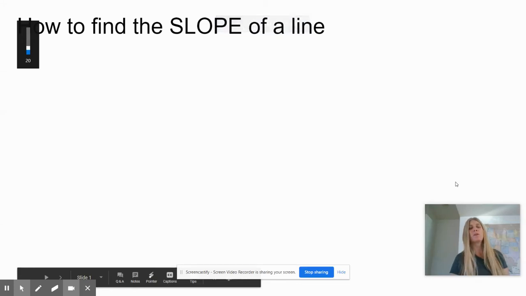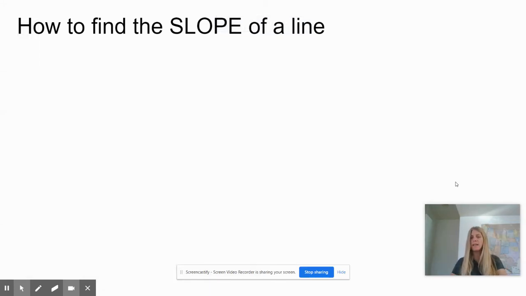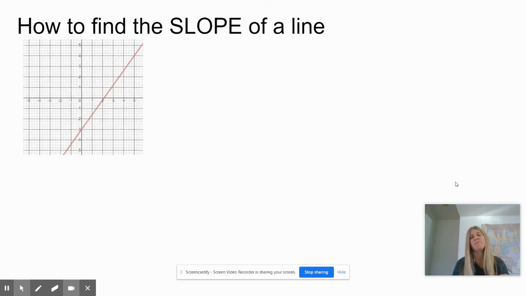Today we're going to work on how to find the slope of a line while looking at a graph. So here's our first example that we're going to look at. As you can see, it has a positive slope. And what we do is we take a look at that first line. And our first step is we're going to pick two good points.